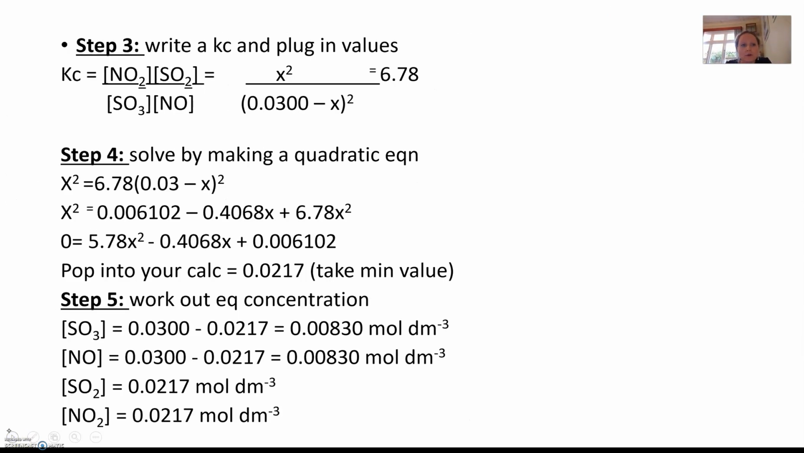Most of you should be able to do it, but when you write your Kc, these two were both x, so it's x squared, and these two were both 0.3 minus x, so it's 0.3 minus x squared, and you were given the Kc. Now, whichever way you want to rearrange this equation, I just chose to expand it all out, and you can see my working here. Not anything flash, and I ended up with a quadratic equation which I plugged into my calculator and I got given this value.